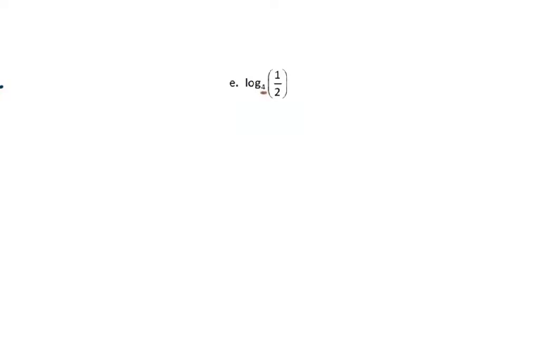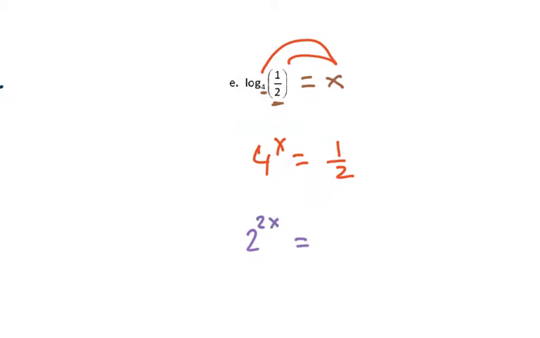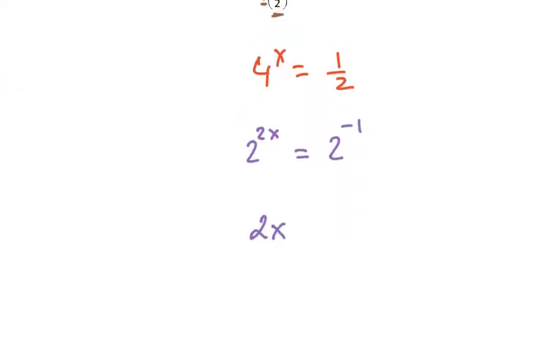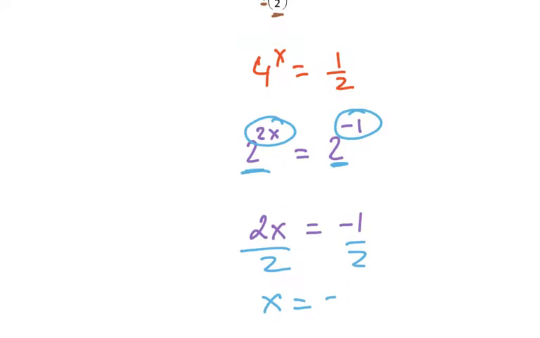because these bases aren't easy to match up, let's just go ahead and say it's equal to x, and we will plot. We'll get 4 to the x equals 1 over 2. And this is interesting because they're not the same, but we can rewrite both of these as, well, 4 is 2 squared, so I'm going to write 2 to the 2x, and 1/2 is the same thing as 2 to the negative 1. So 2 to the 2x equals 2 to the negative 1, and the reason I can make this argument is if the bases match up, then the exponents match up. Divide by 2, x is negative 1/2.